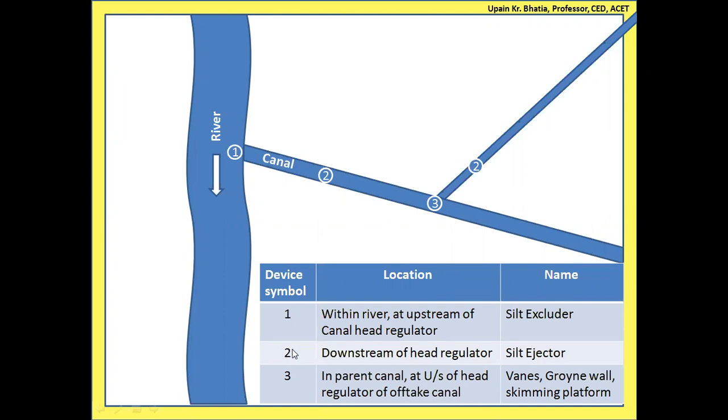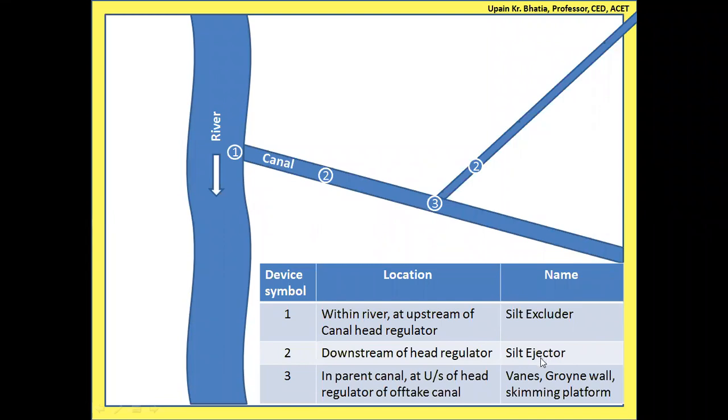The second type, device symbol 2, is provided after the water has already been diverted into the canal. So after some distance on the downstream side of the head regulator, we provide this second device just to remove the silt which has already entered into this canal. So the silt content which has managed to enter into the canal through this diversion is removed through device number 2, and this device is called silt ejector because it is ejecting out the silt.